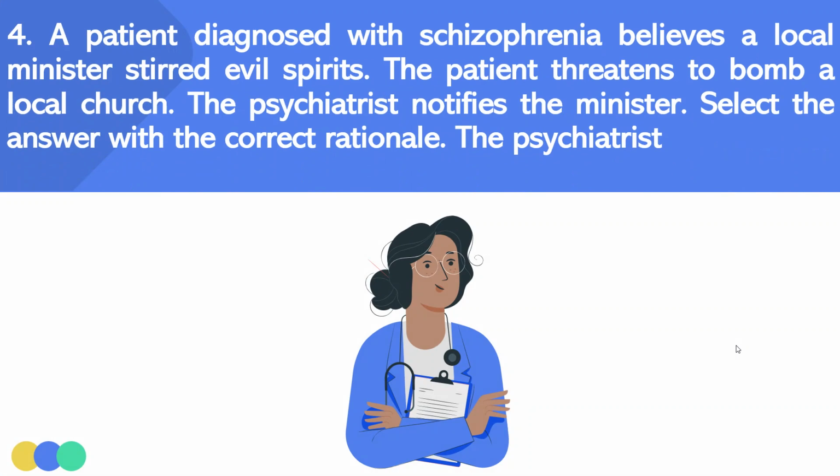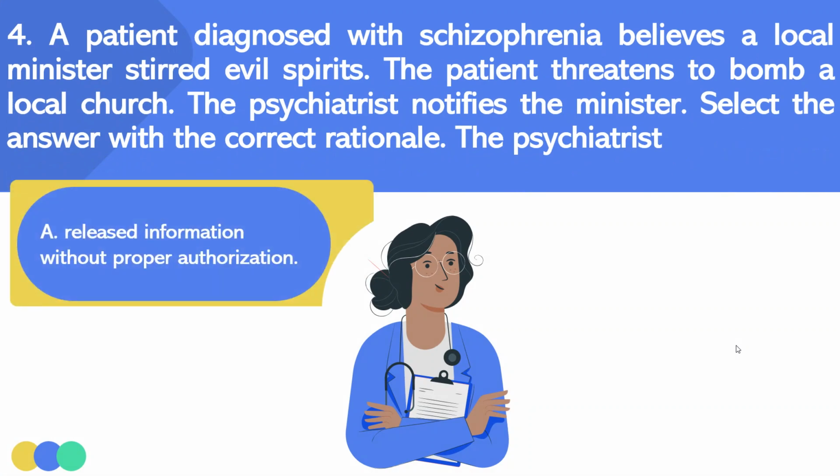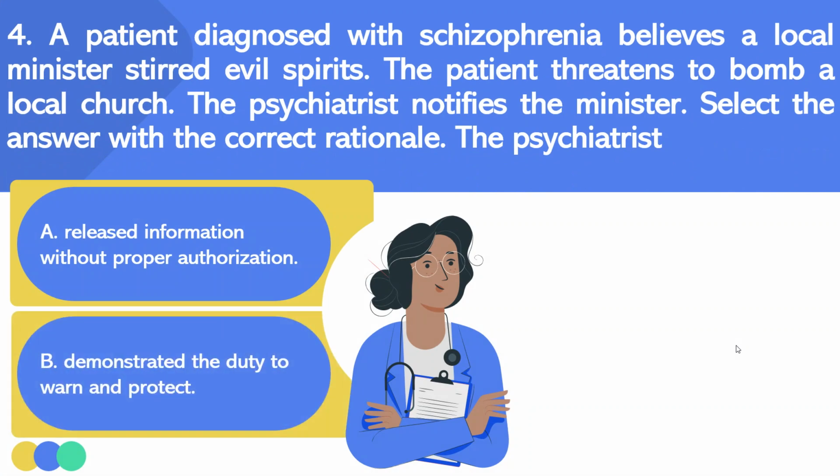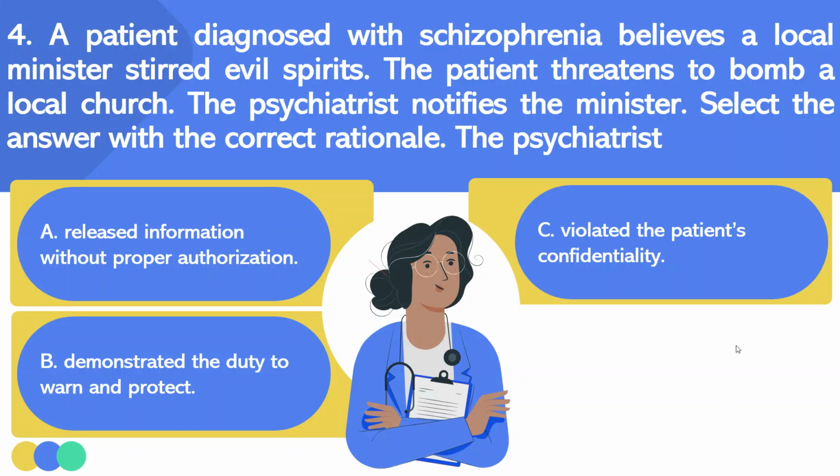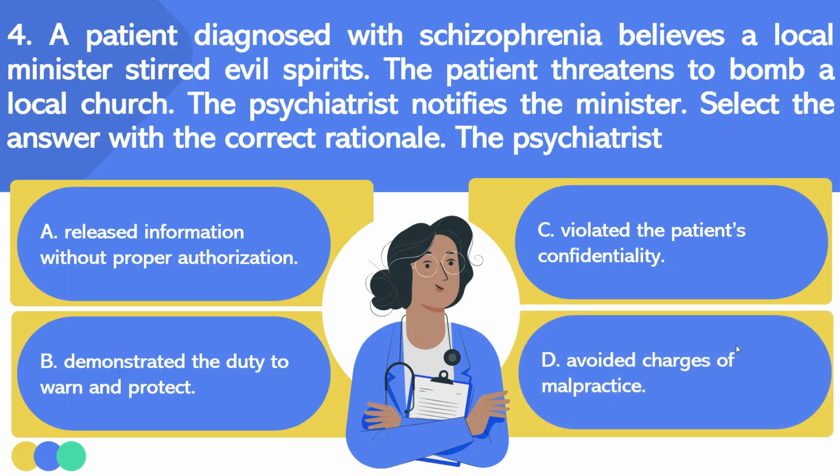The psychiatrist notifies the minister. Select the answer with the correct rationale. The psychiatrist: A. Released information without proper authorization. B. Demonstrated a duty to warn and protect. C. Violated the patient's confidentiality. Or D. Avoided charges of malpractice.